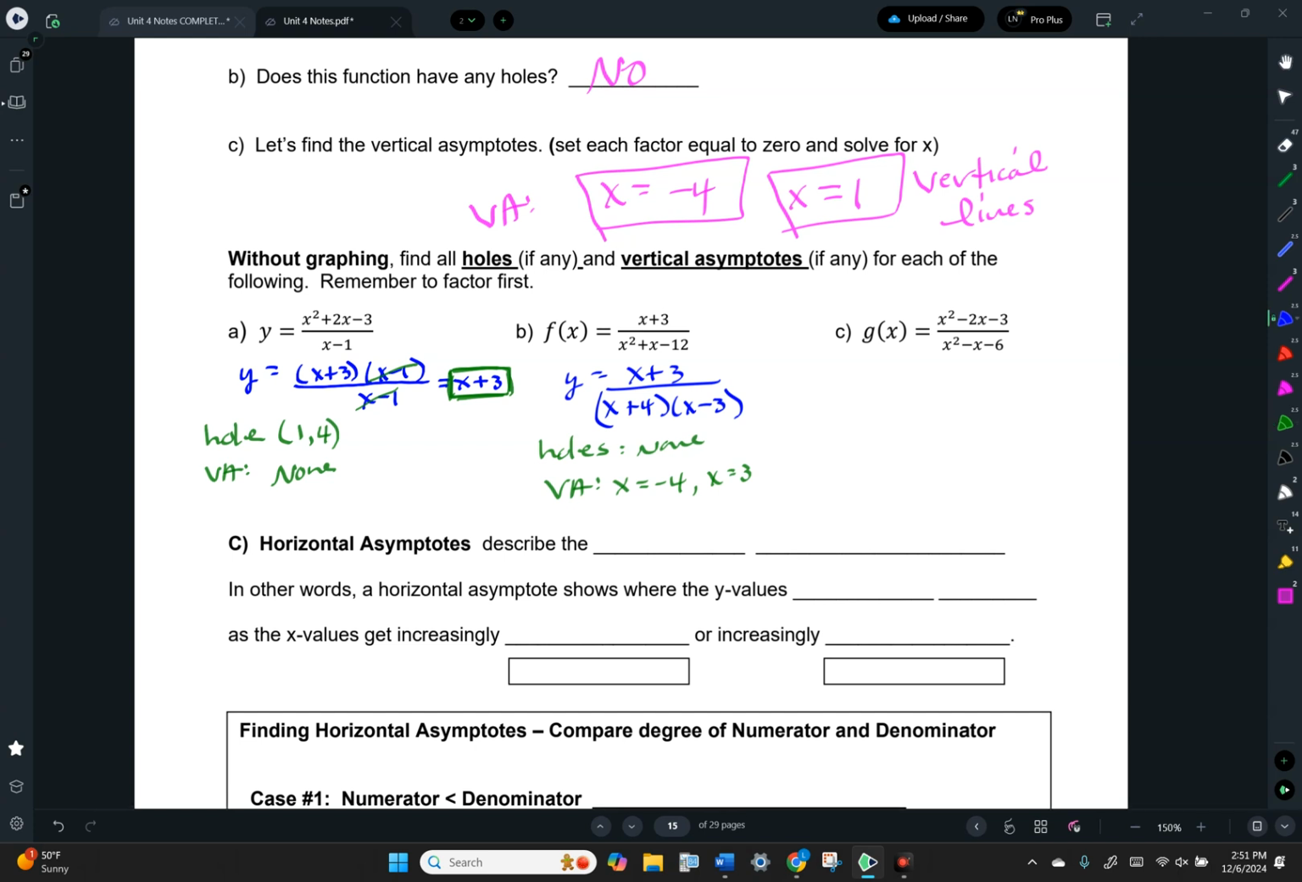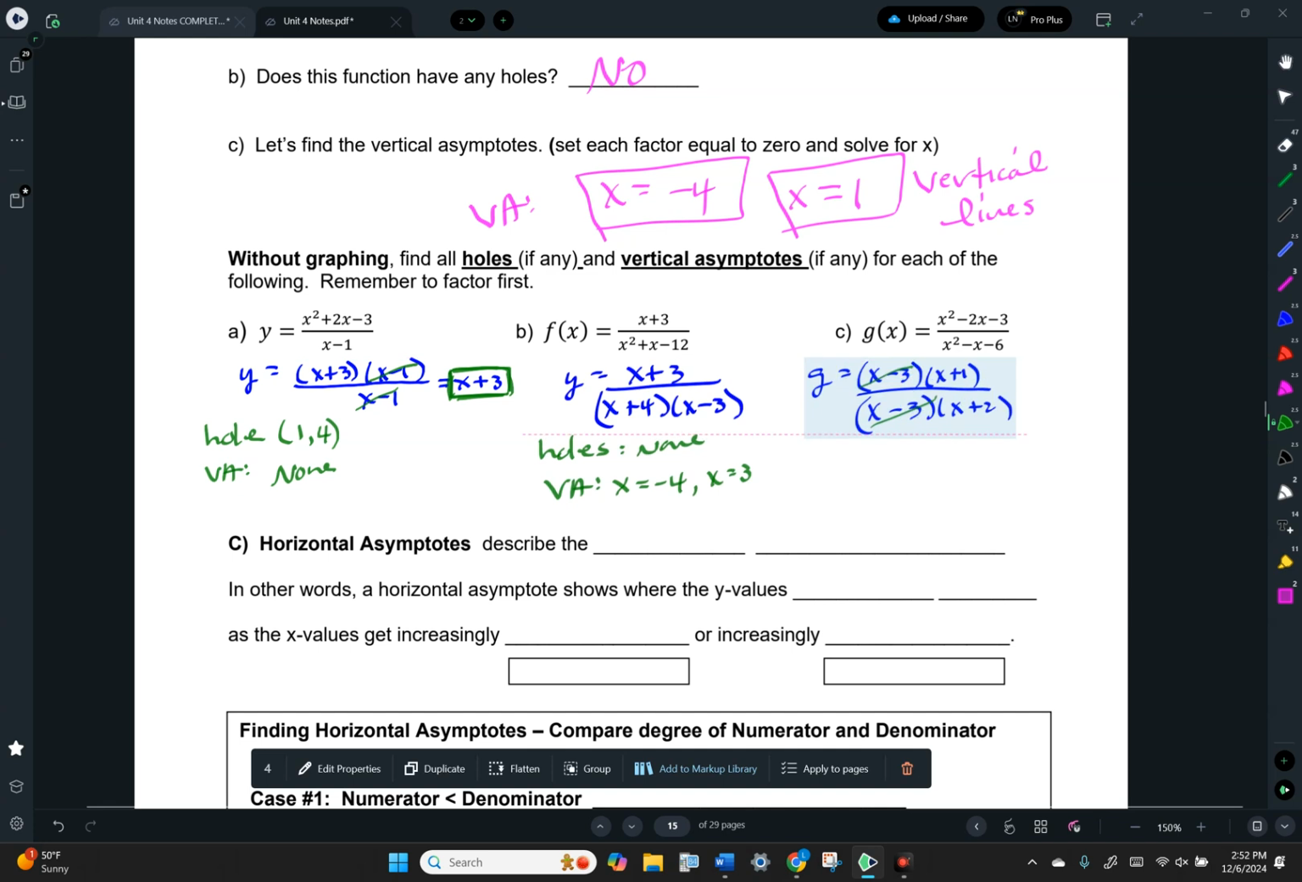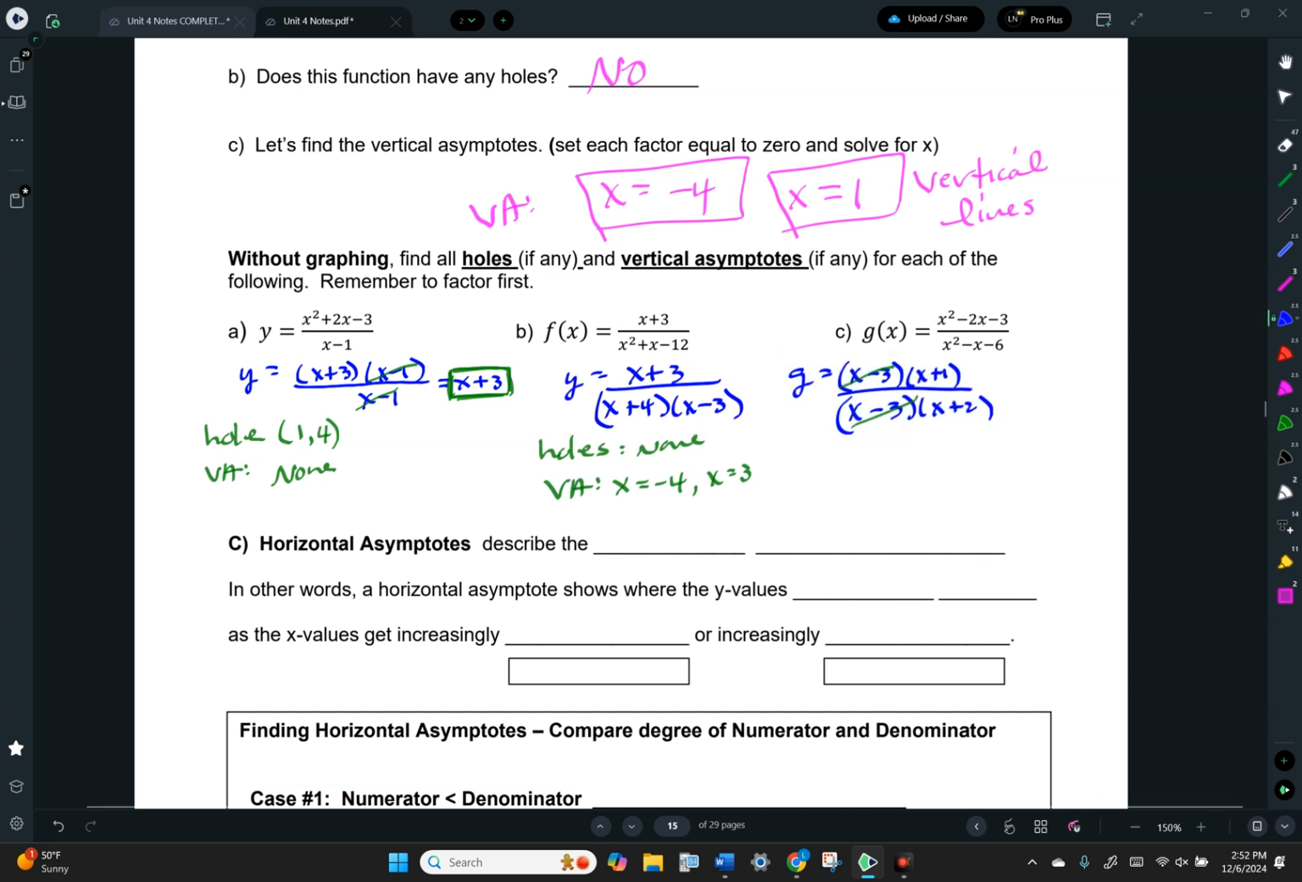Okay, and let's look at the last one. We need to get it in factored form. So let's see, x minus 3 times x plus 1, and x minus 3 times x plus 2. I think that's going to work for both of them. In this case, I do have something that's going to cancel. And what I have left after my canceling is the x plus 1 on top and the x plus 2 on the bottom. So I have a hole from that factor that canceled. That's going to be when x equals 3.